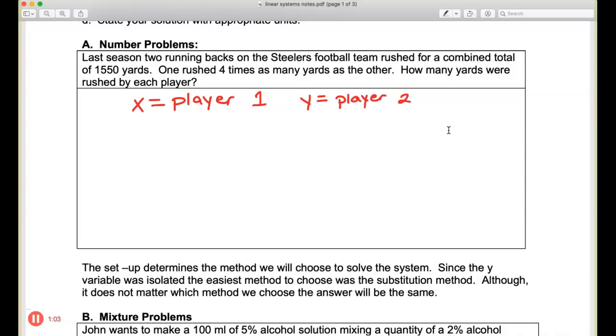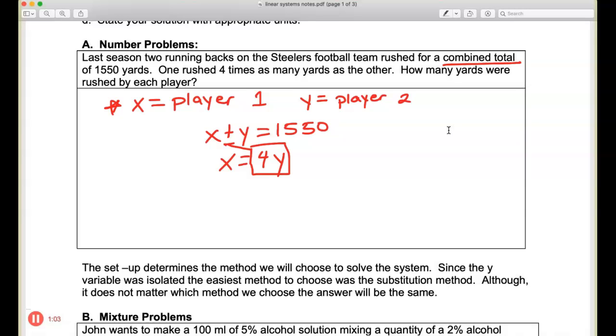So it says here combined total, so that means X plus Y is going to equal 1,550. One rushed 4 times as many as the other. Okay, so let's have this guy be the star player. So X is going to be the star player, and he rushed 4 times as many yards as the other player. So X equals 4 times Y. And to save ourselves some time, I'm assuming you would then be able to substitute and solve them. Maybe the more difficult ones we can go through.